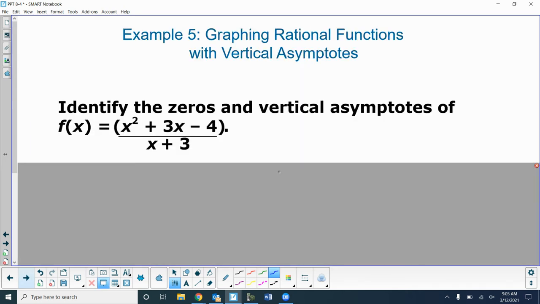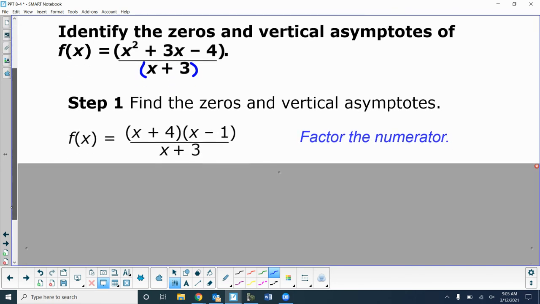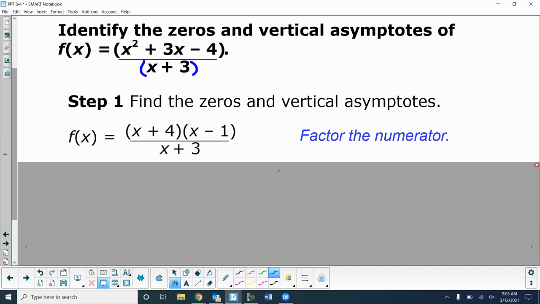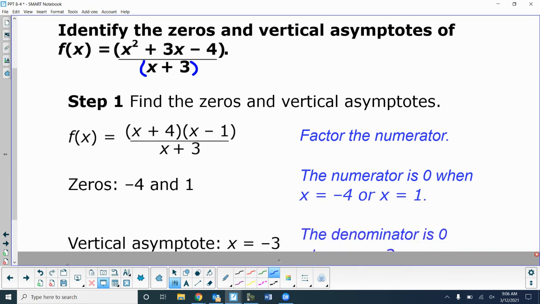All right, so the vertical asymptote, we can do real quick. What is it? -3. What do I have to do first to figure out the zero? Factor this, right? Right, now that it's factored, what are the zeros? -4 and 1. Okay? So there are our zeros. Vertical asymptote, x equals -3.